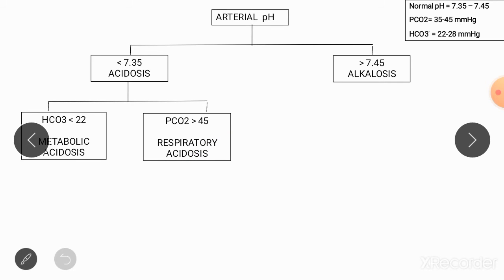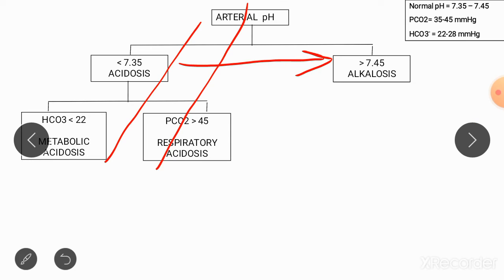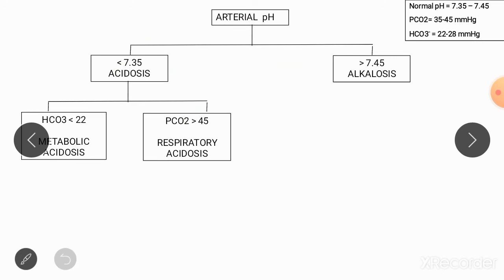Now let's move back to the pH. Suppose the pH that was given to you was greater than 7.45. Now forget all about acidosis. You know that this person is suffering from alkalosis because his pH is greater than 7.45. Now, for a person to be suffering from alkalosis, he can have one of the two problems. Either his lungs are making some problem or his kidneys are disturbed.